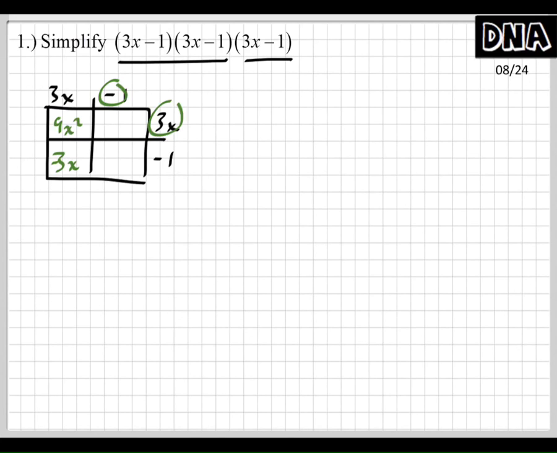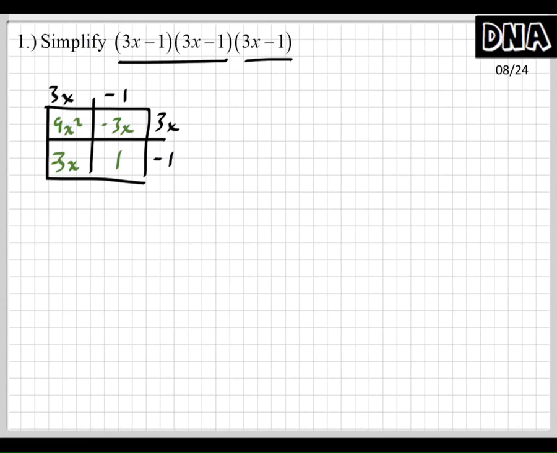Then we have negative 1 times 3. It's the same thing, but a different order. Okay, and then we have negative 1 times negative 1. Make sure you guys have a positive 1 right there. Negative times negative is a positive. A few people messed that up in one of my classes.